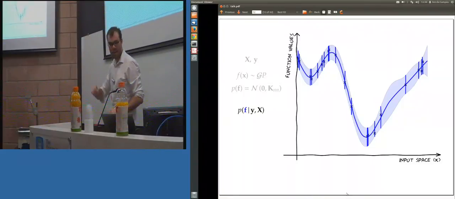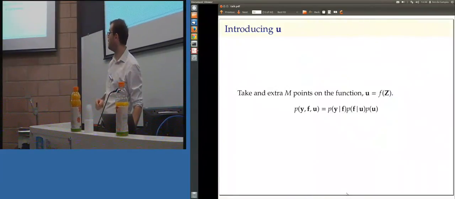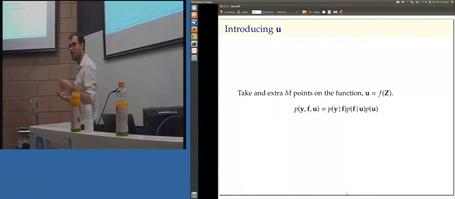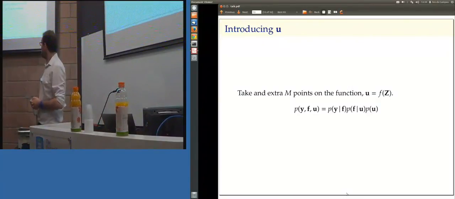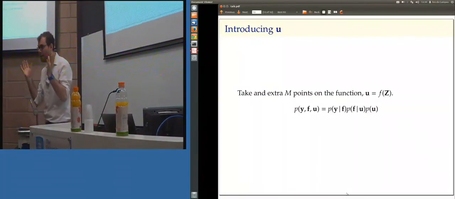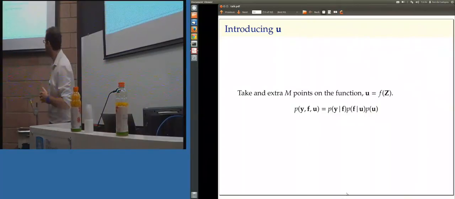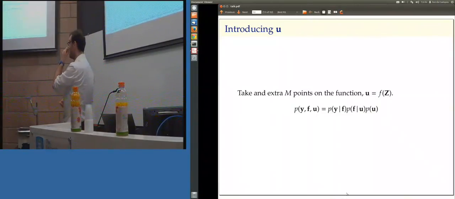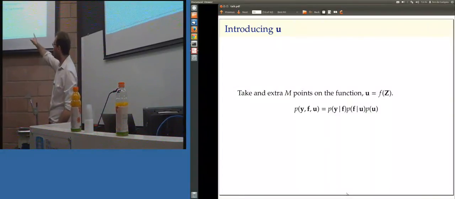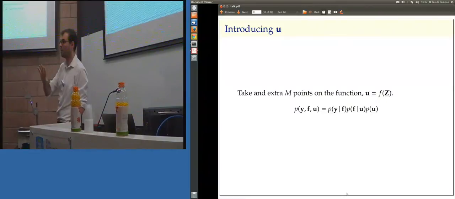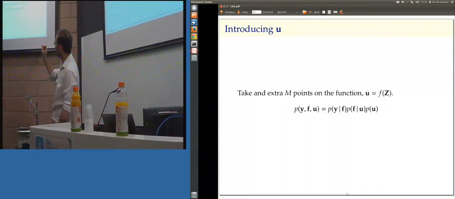But this is just a sketch of what's going on, and I'm saying in a sparse GP, we're going to introduce these additional points, u, and they're going to live on the function. They're really in the same space as f, but for historical reasons we've called them u. And my probabilistic notation now looks like this. I've got some likelihood p of y given f, which I'm going to assume is Gaussian for this talk. I've got the conditional p of f given u, and I've got p of u. They come from the usual marginal or conditional properties of the Gaussian process.